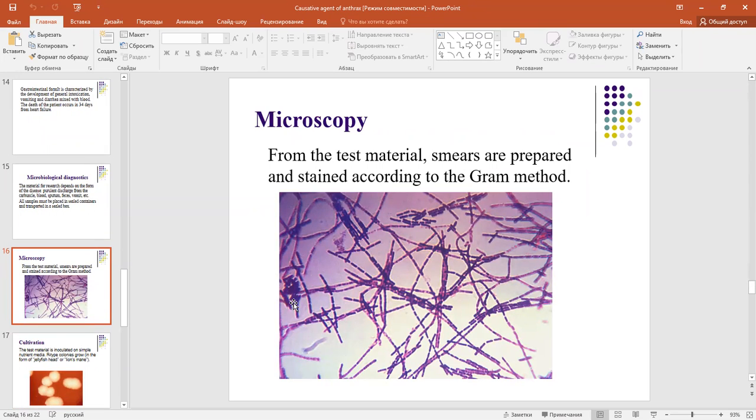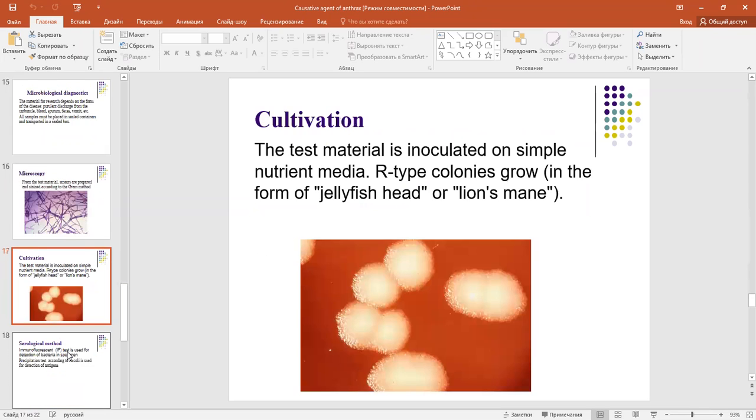Microscopy, the conventional method. For the test materials, smears are prepared and stained according to the Gram method. We are looking for gram-positive rods in chains. Cultivation is done, inoculated on simple nutrient media. We are looking for R-type colonies.